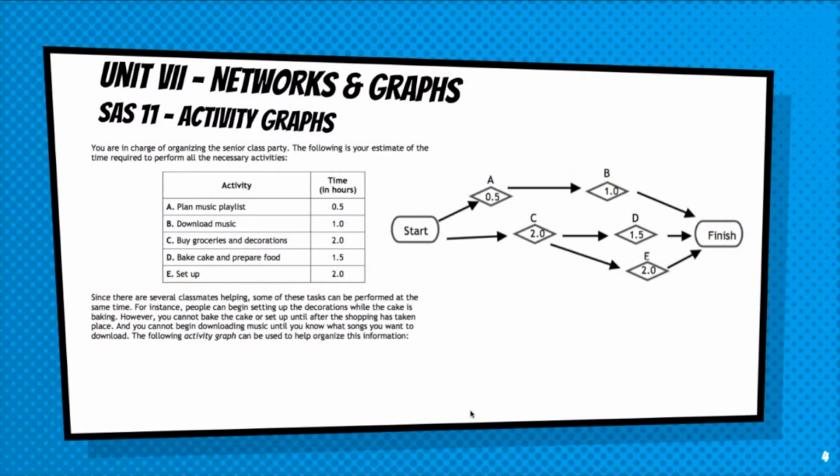So let's revisit that activity graph we saw on the bell ringer. You're in charge of organizing the senior class party. The following graph and activity table is your estimate of the time required to perform all of the activities that are necessary to get this thing done.